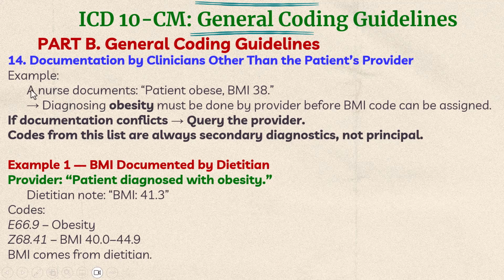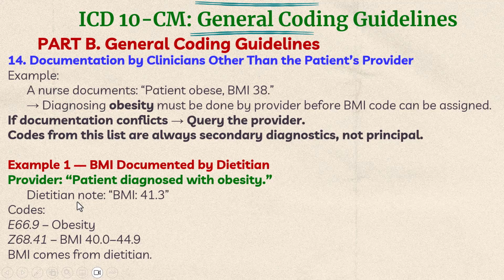Let's see. A nurse documents the patient is obese, BMI 38. Here the diagnosis of obesity must be made by the provider before a BMI code can be assigned. If the documentation conflicts, query the provider. Codes from this list are always secondary diagnoses, not principal. So let's see example 1. BMI documented by a dietitian, but the provider says the patient is diagnosed with obesity.